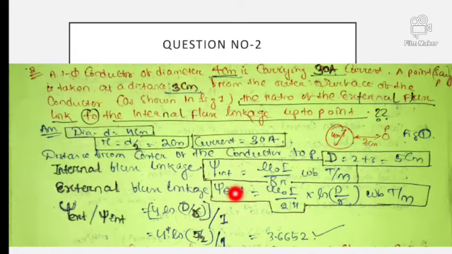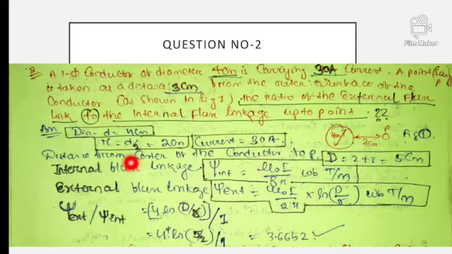For external flux linkage we have one formula, that is equal to mu 0 I divided by 2 pi ln d divided by r, and the unit is Weber turn per meter. For internal flux linkage, that is equal to mu 0 I divided by 8 pi. Instead of 2 pi we are using 8 pi, because if we multiply by 4 here, then you will get 8 pi, and we are not using the term ln d divided by r in the internal flux linkage, and the unit is Weber turn per meter.